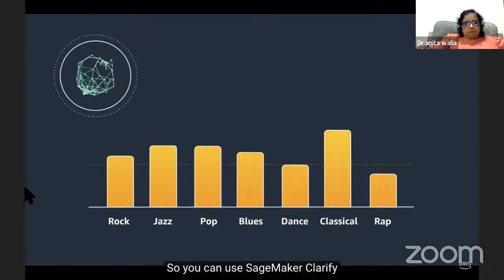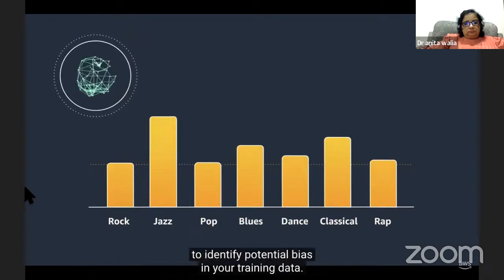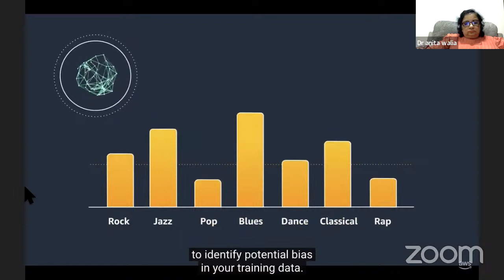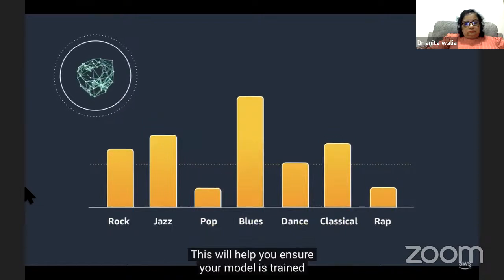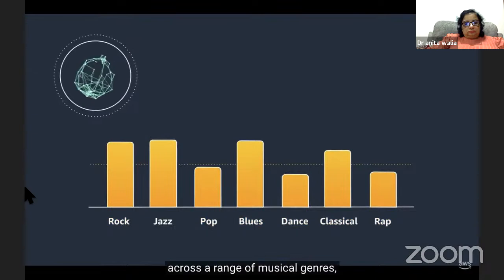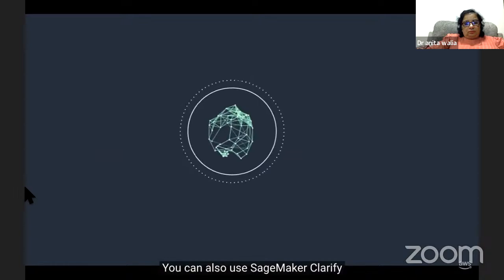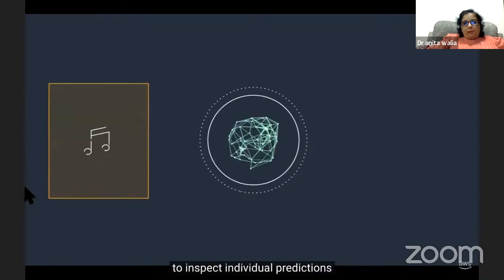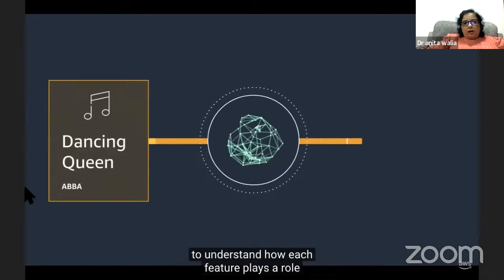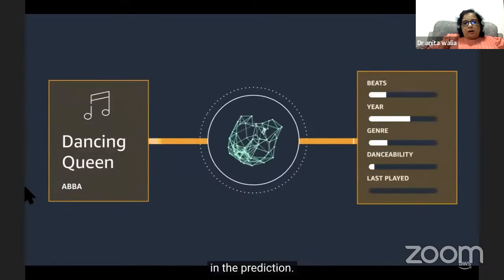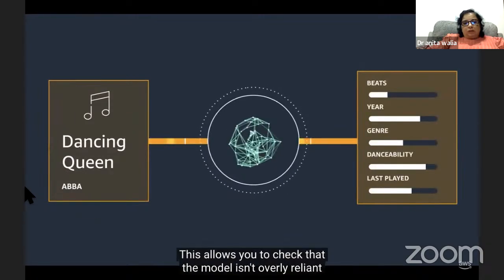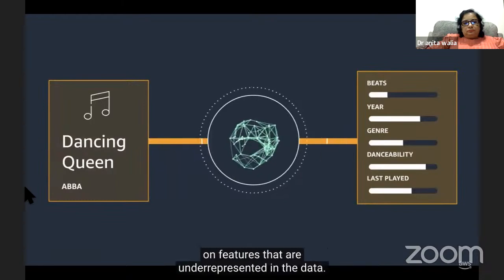So you can use SageMaker Clarify to identify potential bias in your training data. This will help you ensure your model is trained across a range of musical genres, leading to more accurate predictions. You can also use SageMaker Clarify to inspect individual predictions to understand how each feature plays a role in the prediction. This allows you to check that the model isn't overly reliant on features that are underrepresented in the data.